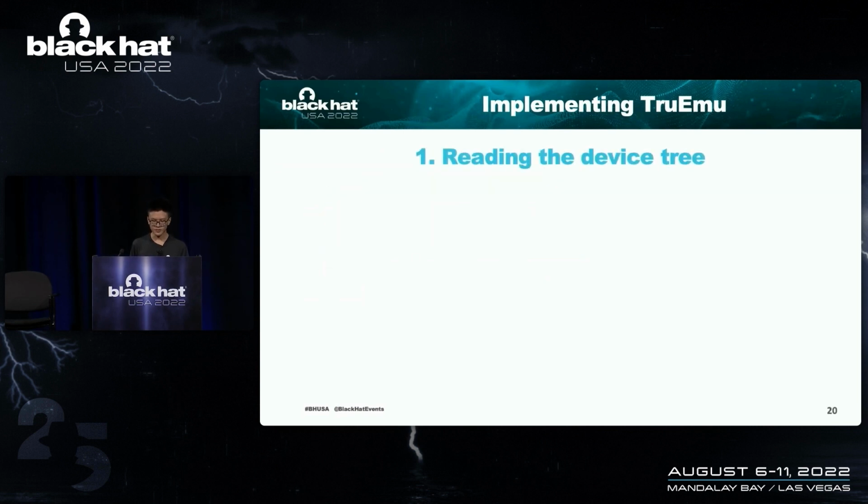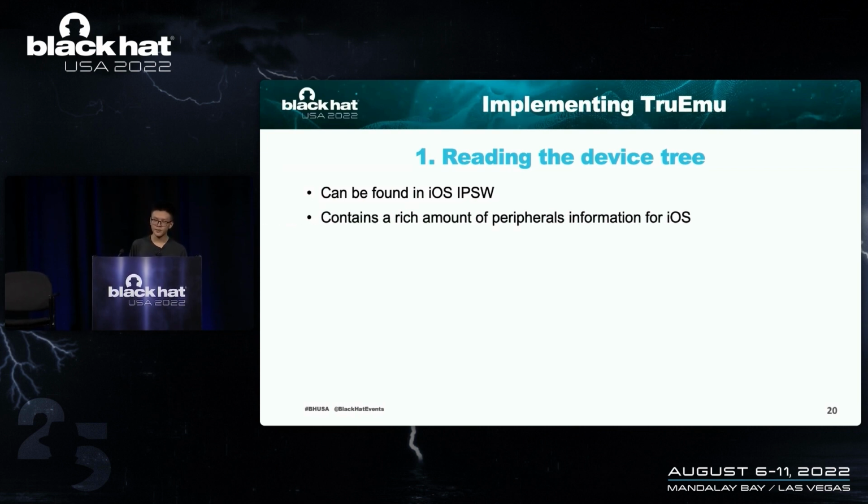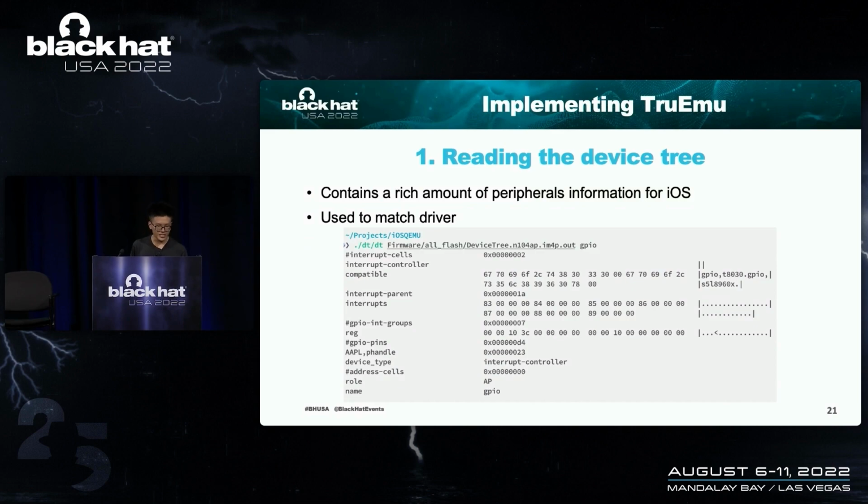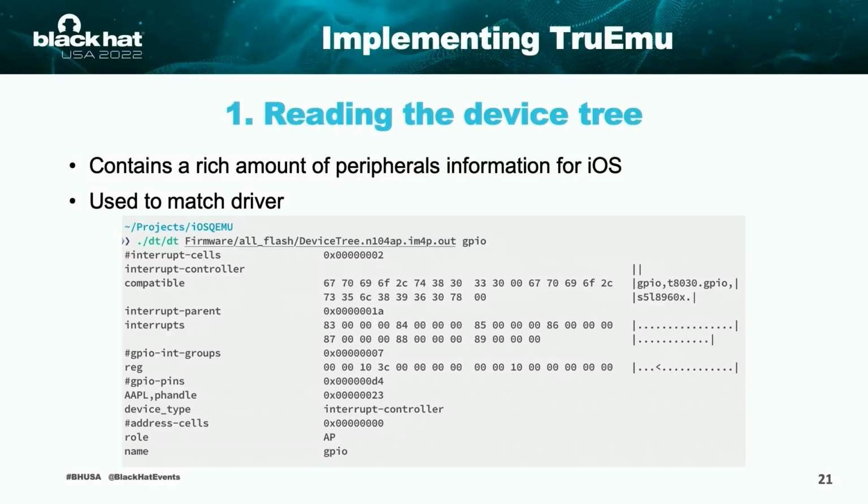So let's walk through some steps. First, the device tree. The device tree can be found in iOS firmware, which you can download from Apple. The best thing about it is that it contains a rich amount of peripherals information, and is used heavily by the iOS kernel to match drivers. So let's have a look at an example entry. On the screen is the device tree entry of the GPIO controller. On the left is the property name, and on the right are the values.